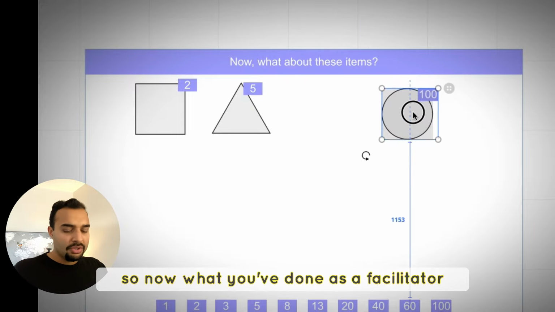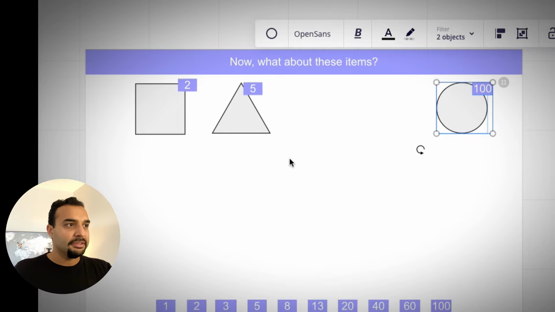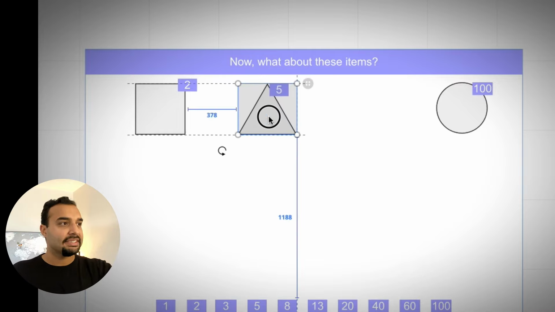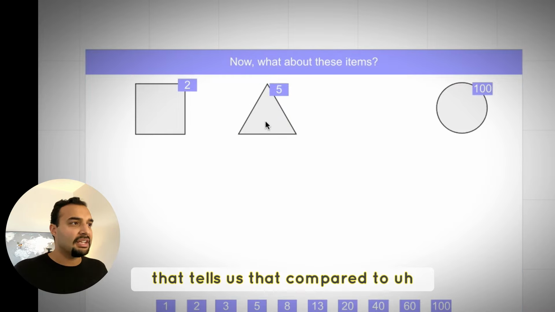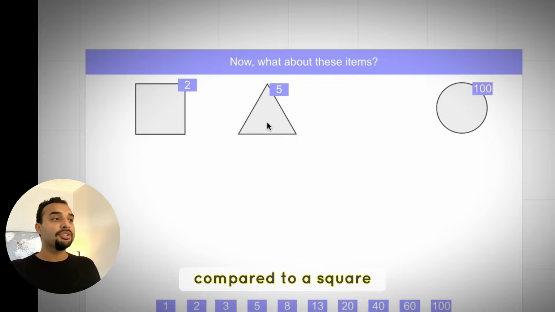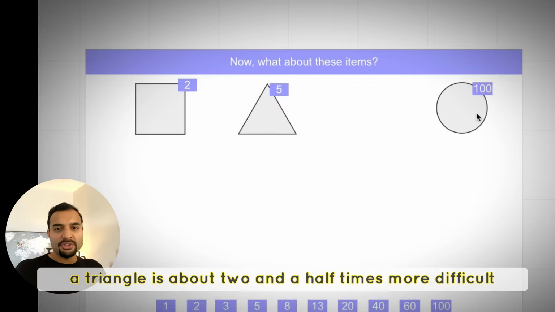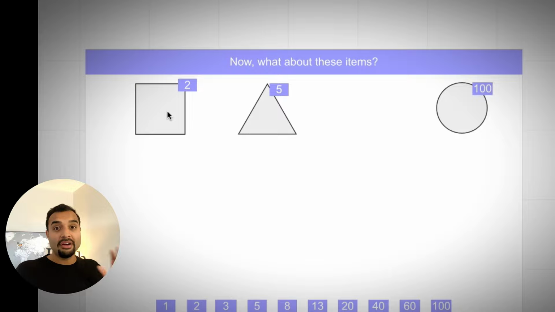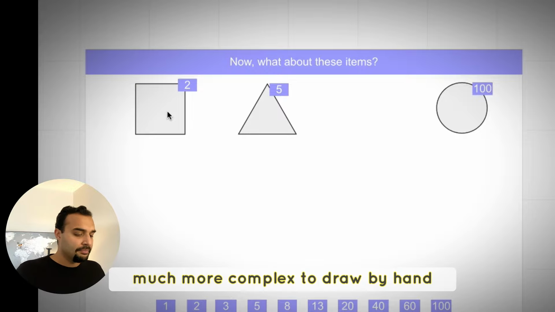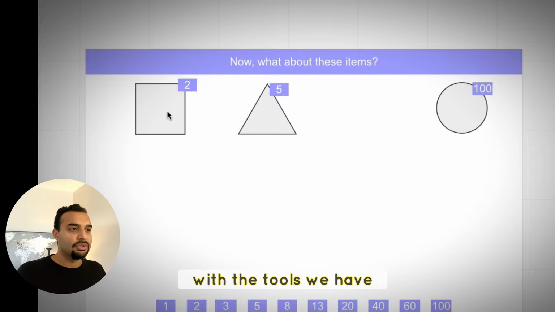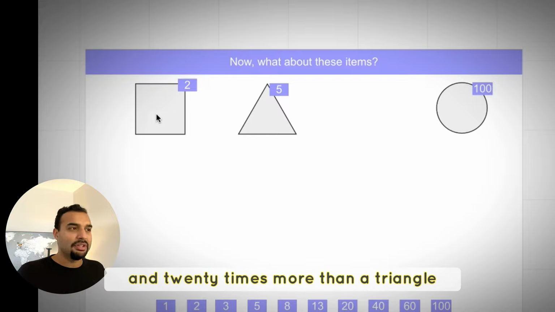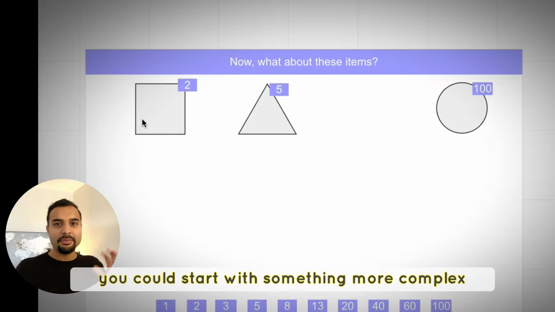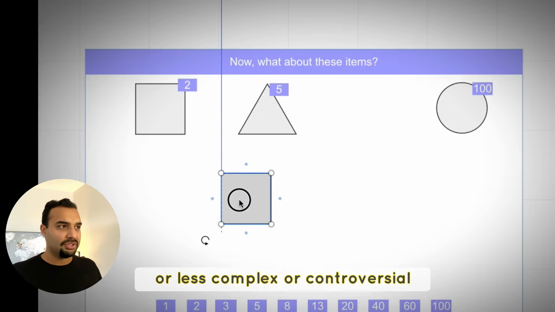So now what you've done as a facilitator is you've created something like a scale, a scale of complexity that tells us that compared to a square, a triangle is about 2.5 times more difficult based on the tools we have, and a circle is definitely, based on a square, 50 times more complex to draw by hand with the tools we have, and 20 times more than a triangle. Okay, well, I said, and this is a good tip, you could start with something more complex or controversial, or less complex or controversial, it's up to you.